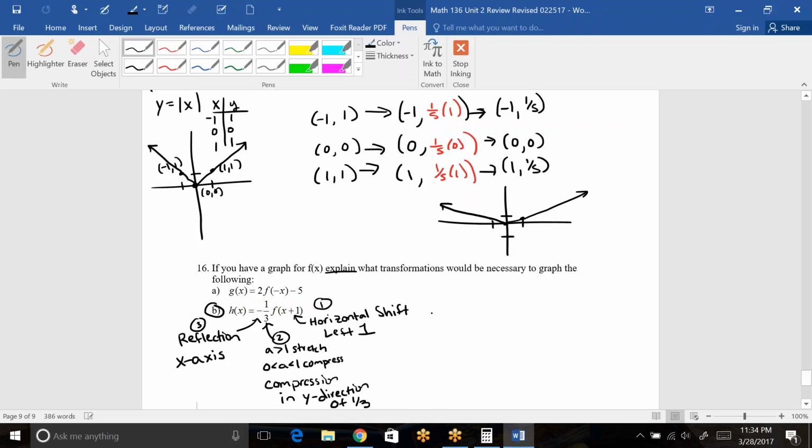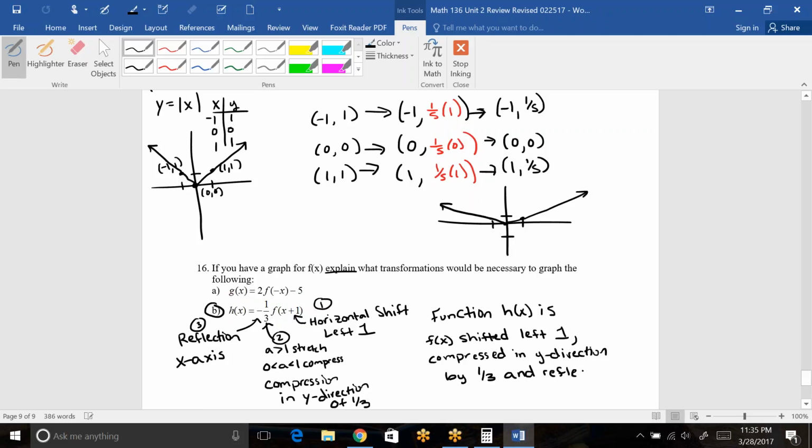So this says that function h, because that's the outside that we're looking at, I'm just trying to write a complete sentence. So function h of x is f of x shifted left 1, compressed in the y direction by 1/3 and reflected over the x-axis.